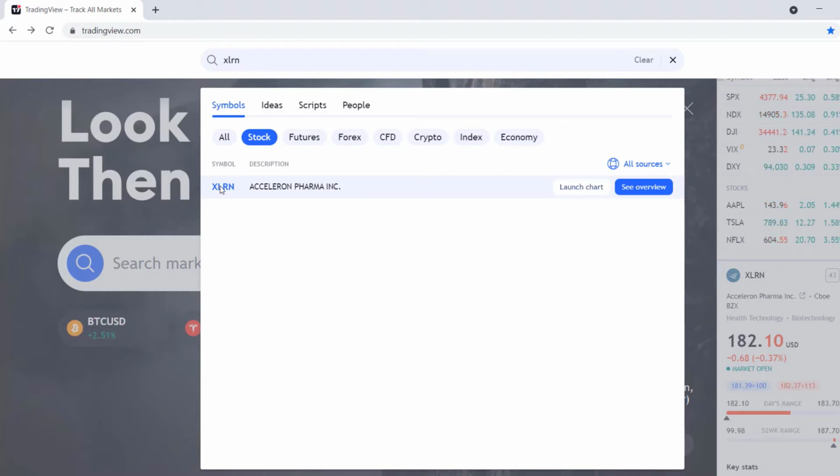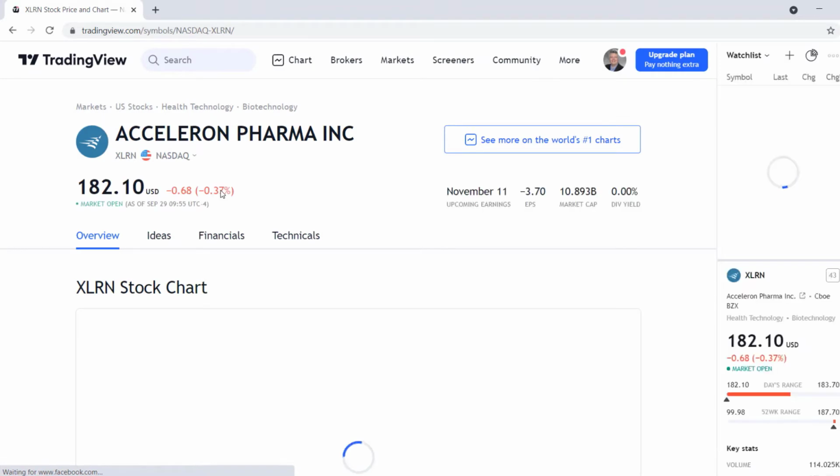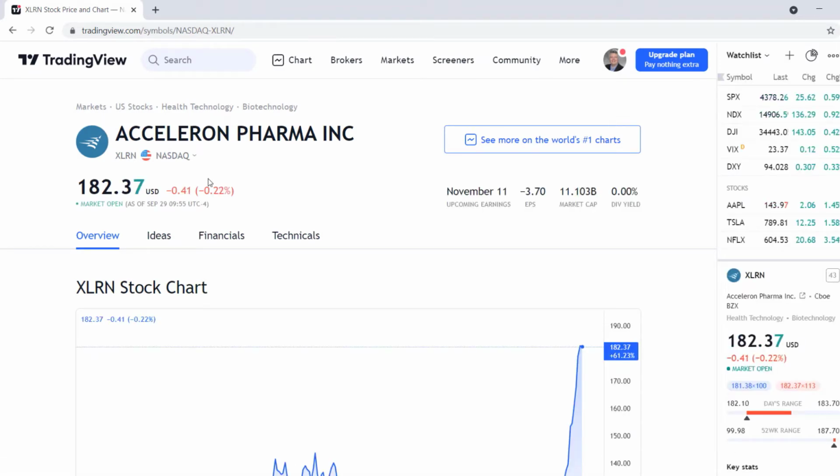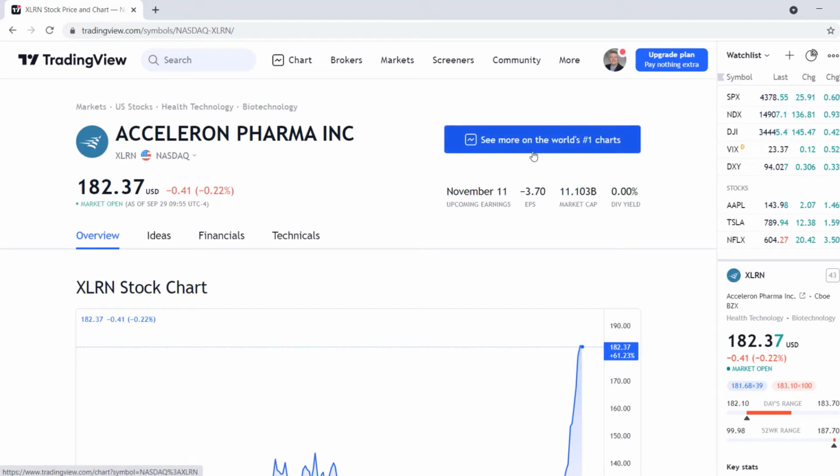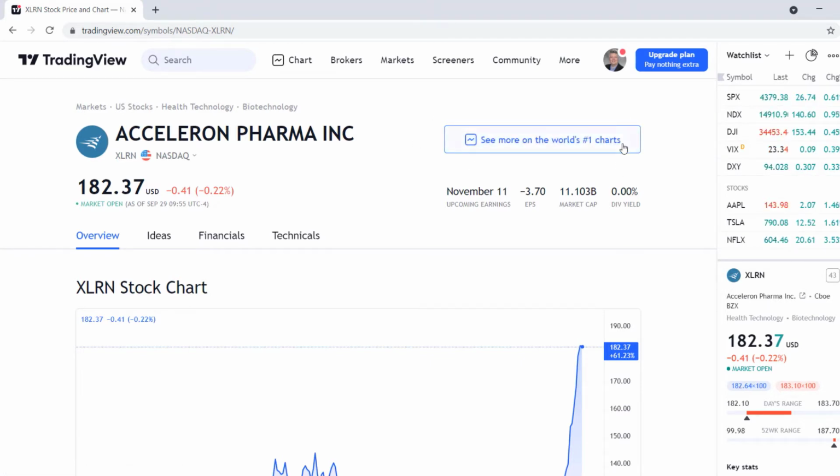They've been under rumors that Merck, a monster big pharmaceutical company, is going to buy them, right? So their stock has really accelerated. The rumors are it's going to buy for $180. So this is Acceleron, and you want to click on it. It says see more on the world's number one charts, or it might say full interactive chart. There'll be a little square box up here, so click on that if you want to replicate this.